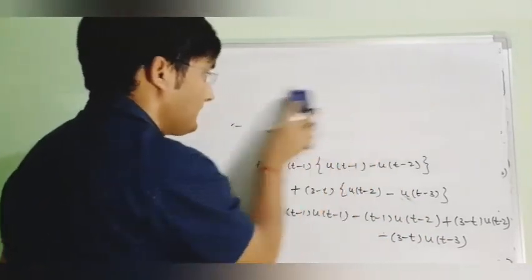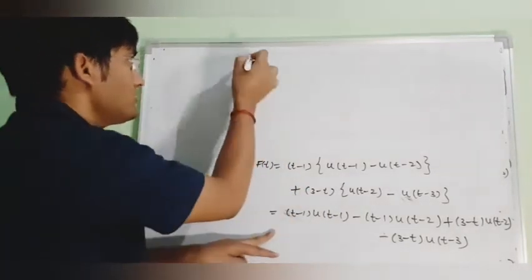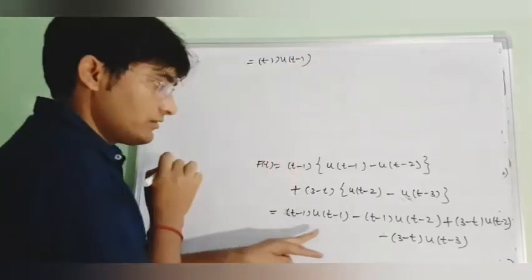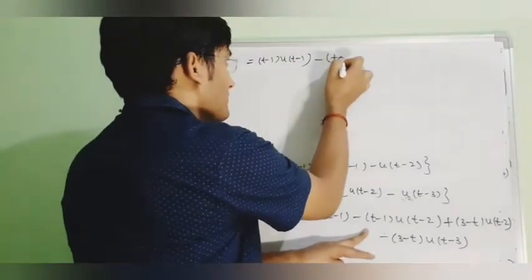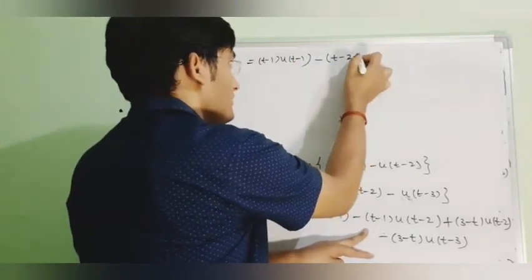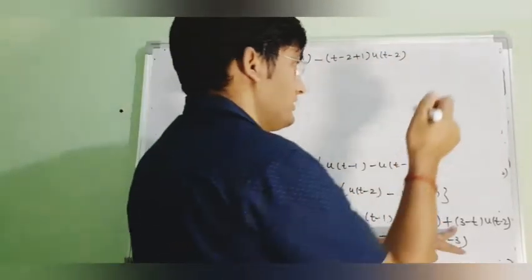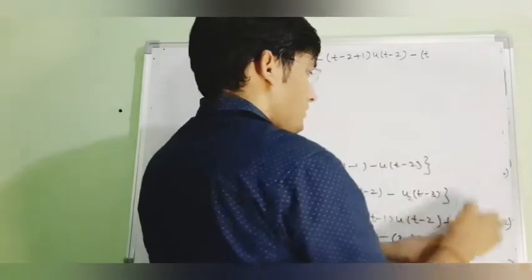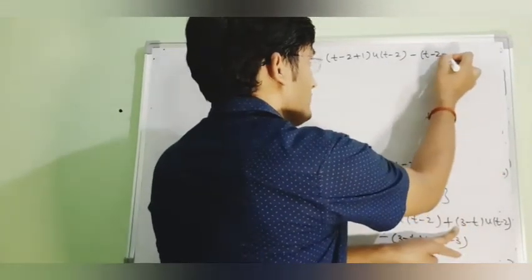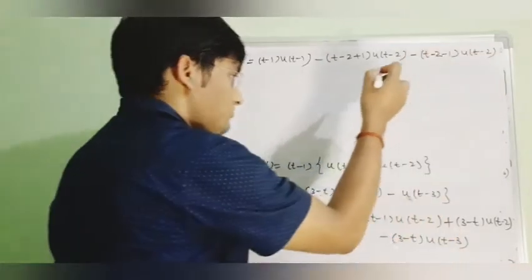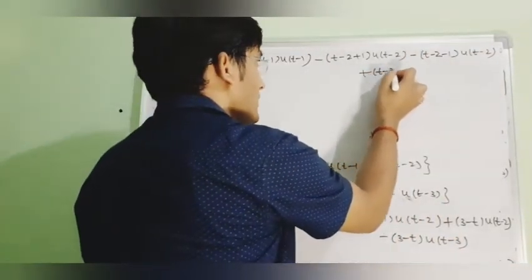So the first term is (t minus 1) u(t minus 1). The second term can be written as (t minus 2 plus 1) u(t minus 2). The third term can be written as minus (t minus 3), and t minus 3 can be written as (t minus 2 minus 1) into u(t minus 2). And the fourth term is (t minus 3) u(t minus 3).